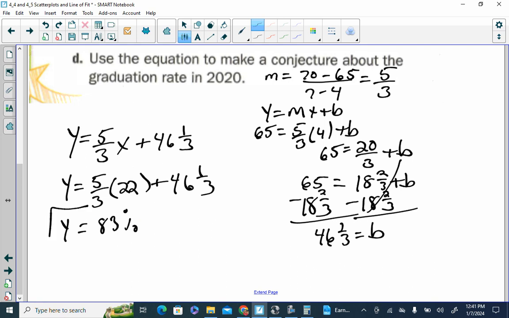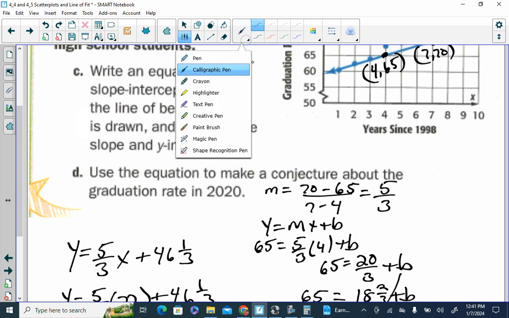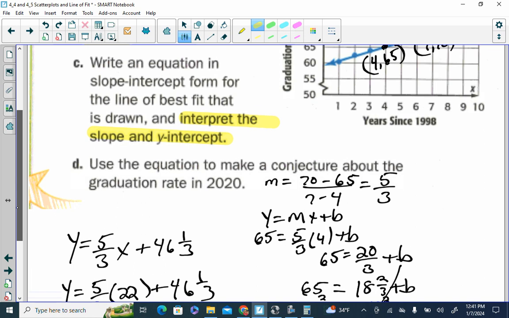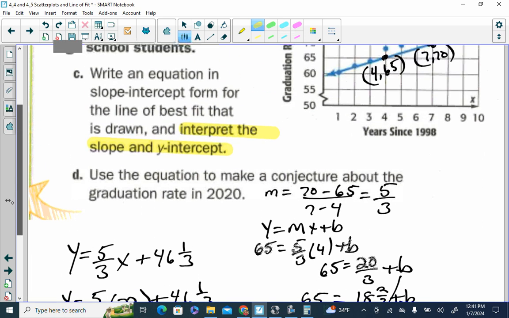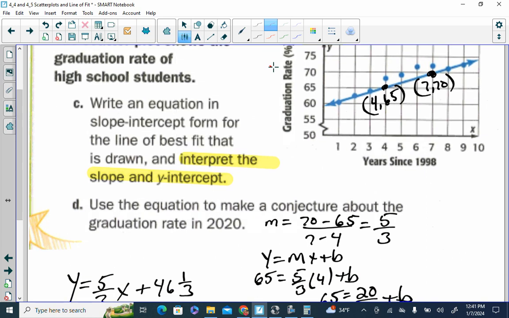And if we were asked to interpret, right, once again, fancy highlighter, we're asked to interpret the slope and y-intercept. In the context of this problem, what's our slope? Well, our slope is 5/3. Well, what does that mean in the context of this problem? Well, remember, numerator is the change in y. That's the graduation rate as a percentage. The denominator is the years. So every 3 years, we have an increase of 5%.